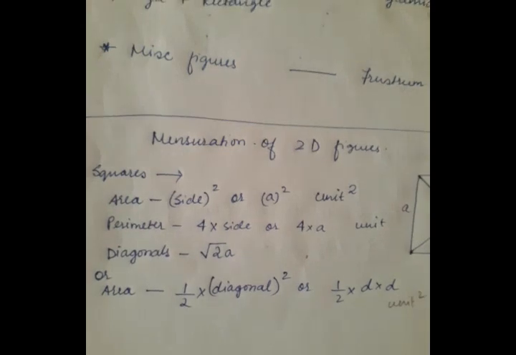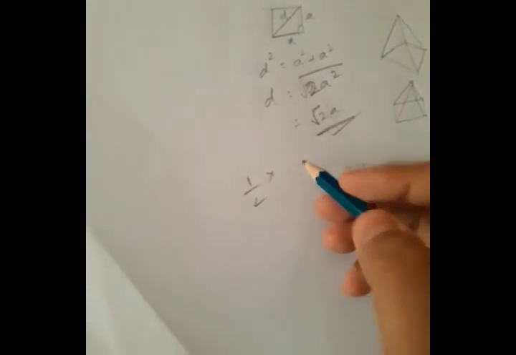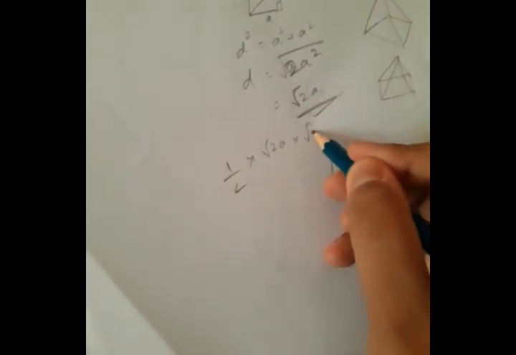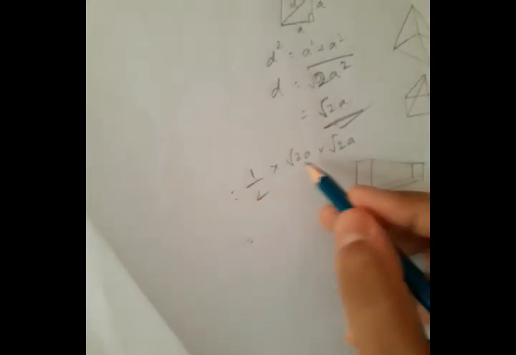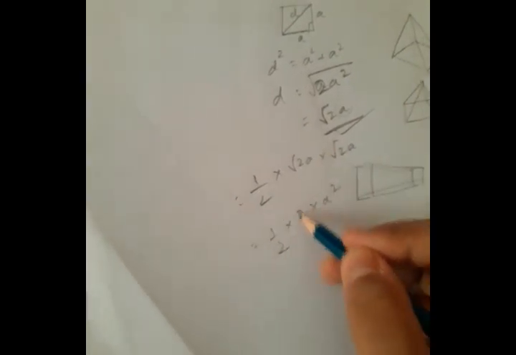So let me clear it out. You need not memorize the formula, you can just create the formula. Next, the area can also be found by an alternate formula, that is half into d square. We know that in a square the diagonals are equal. So half into root 2a into root 2a, and root 2 into root 2 gives 2, and 2 cancels out, a square.